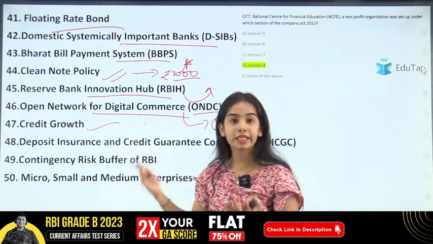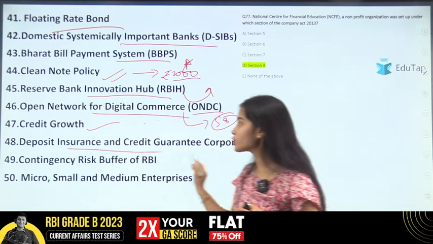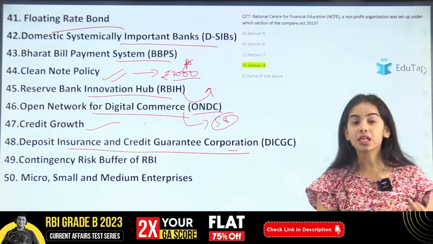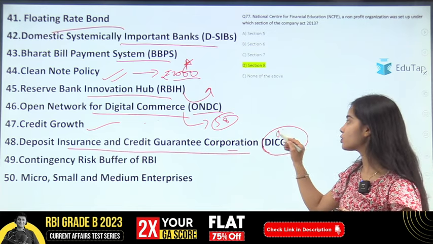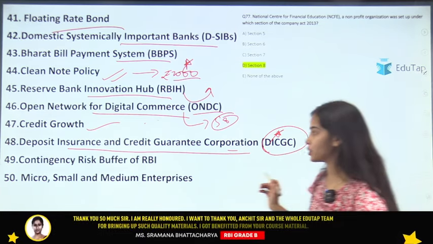Credit growth, the percentages directly are important. Directly the question can come. Deposit Insurance and Credit Guarantee Corporation. A question has come from this in the previous year, and a question can come now also. So the DICGC, you need to have the basic understanding of DICGC.